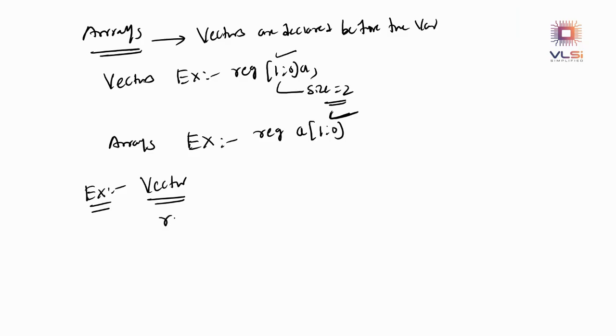Suppose, in vectors, we will see the example: reg [2:0] a.